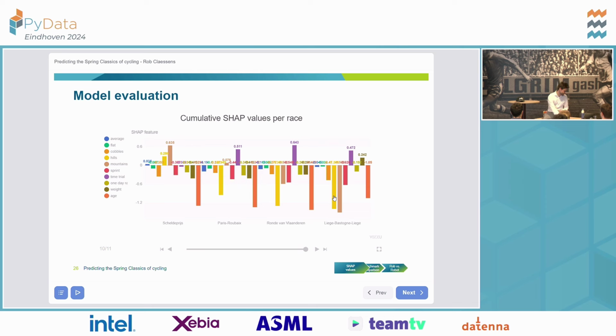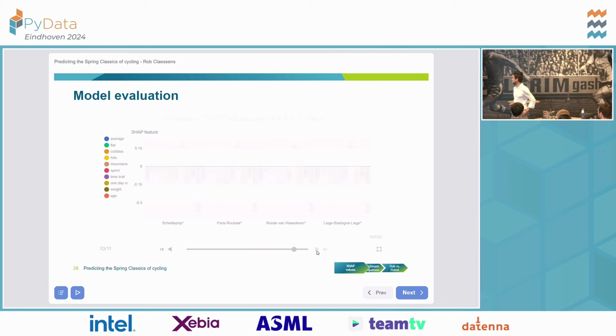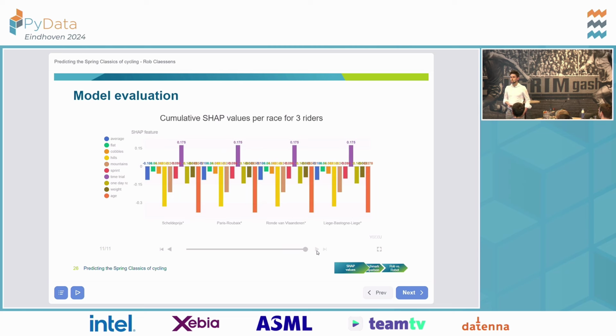What I did to find that out is I took 3 riders that actually won 4 of these races this year, and I predicted only for them, which gave me this result. And then you see that all the SHAP values are the same for each of the races. So the SHAP values are not really useful to find some interactions, at least not used in this way. But it does give you an idea of what contributions are there, how high they are, and what the direction of the contribution is. So that's for the SHAP values.